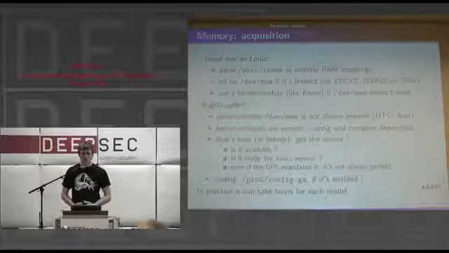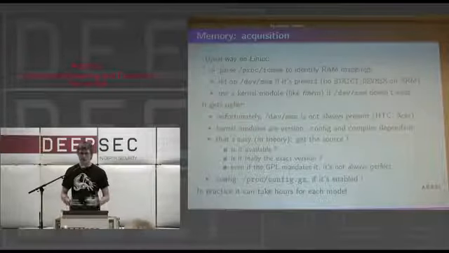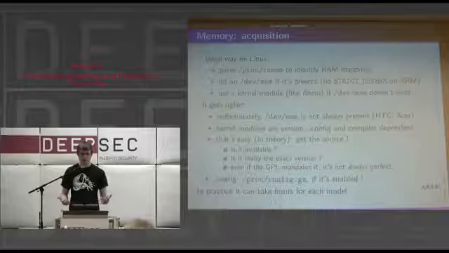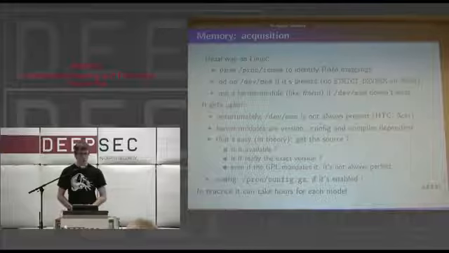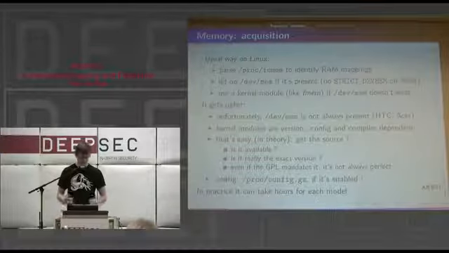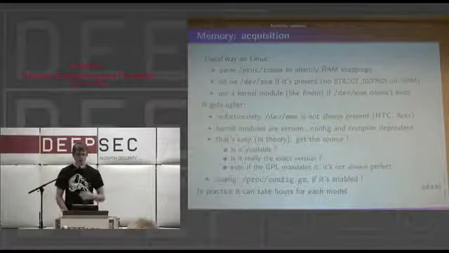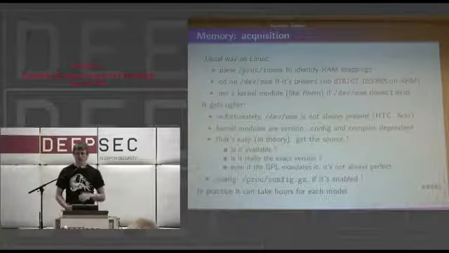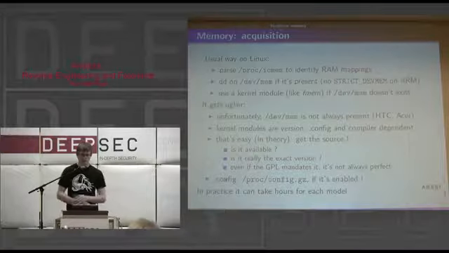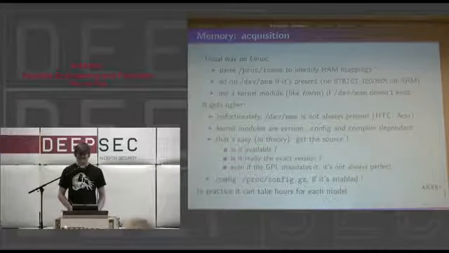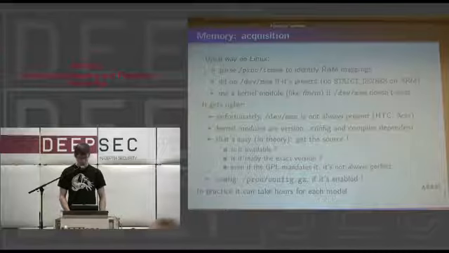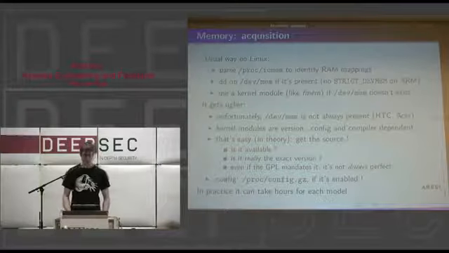And how do you get the .config file to rebuild your kernel or kernel modules? Either they activated config.gz and then you get it from the phone. Otherwise you hope that it's included in the source code. And in practice, just getting the source code, rebuilding and finding the right configuration can take hours for every phone model. So if you go this way, you have acquired memory. Now you have to analyze it.